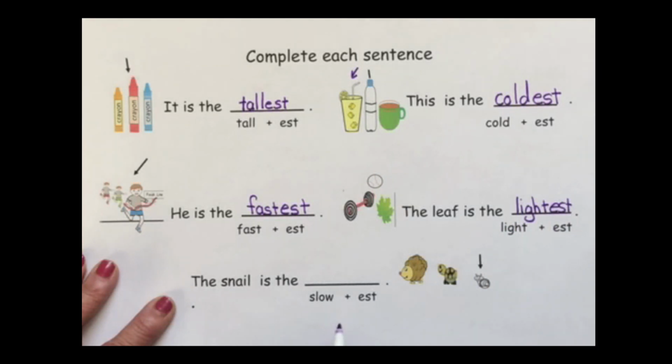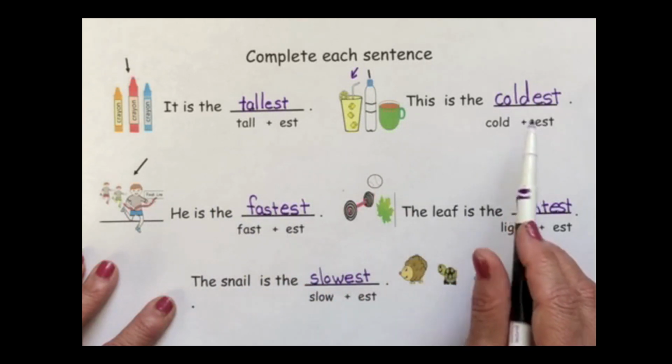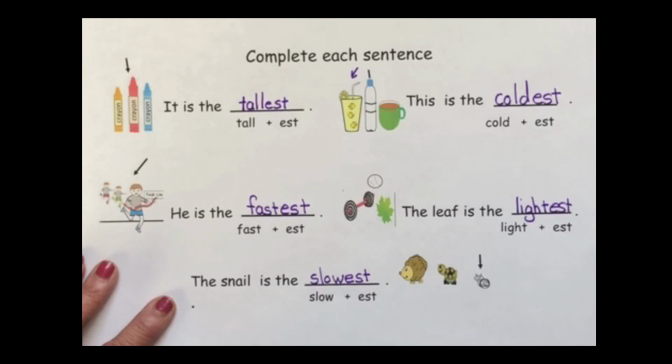And then we come down here, and we have the root word slow. And once again, our suffix est, slowest. And we have 3 to compare. We have our hedgehog, a turtle, and a snail. And the snail is the slowest. So our words comparing more than 2 items, or people, places, or animals are tallest, fastest, coldest, lightest, and slowest.